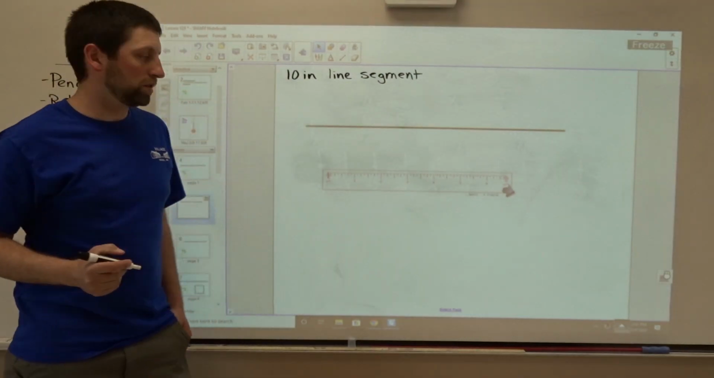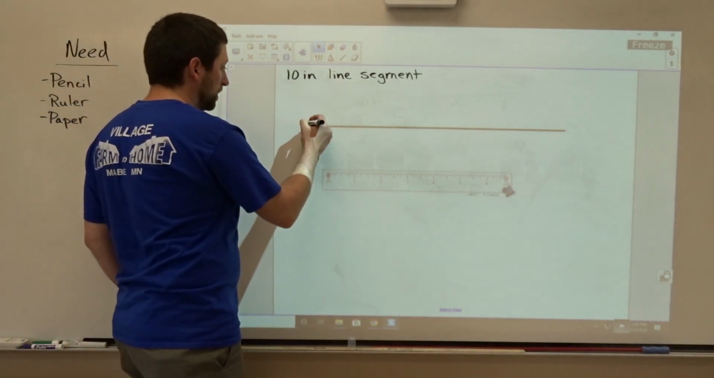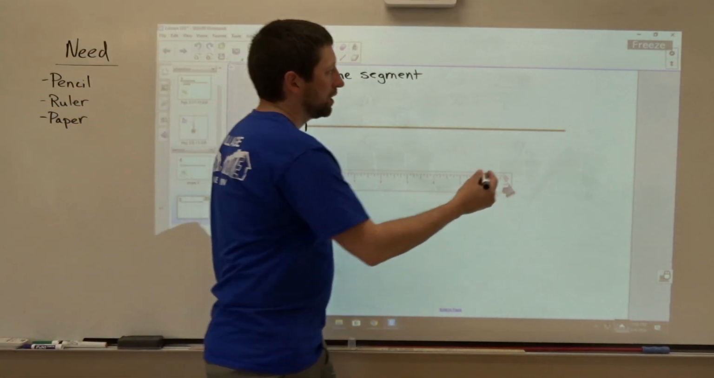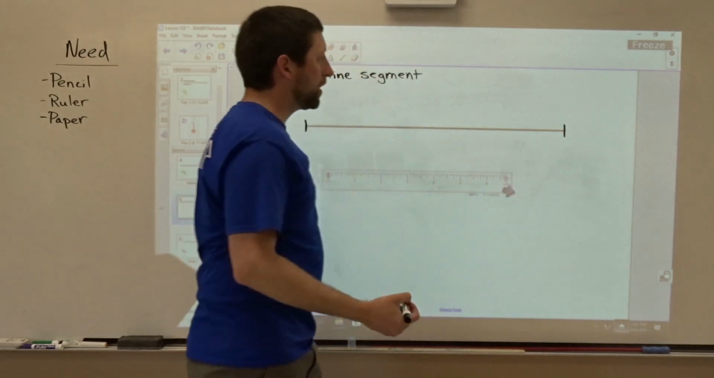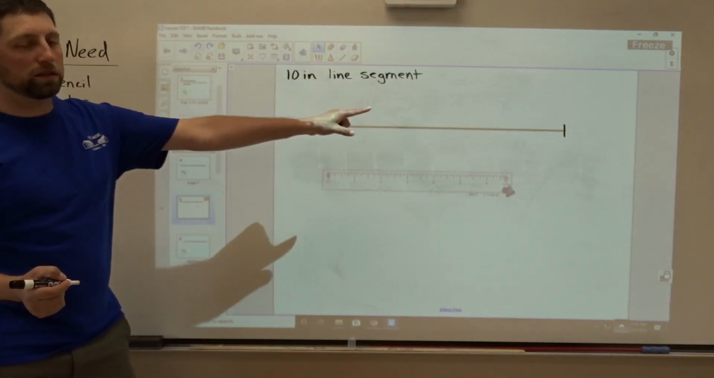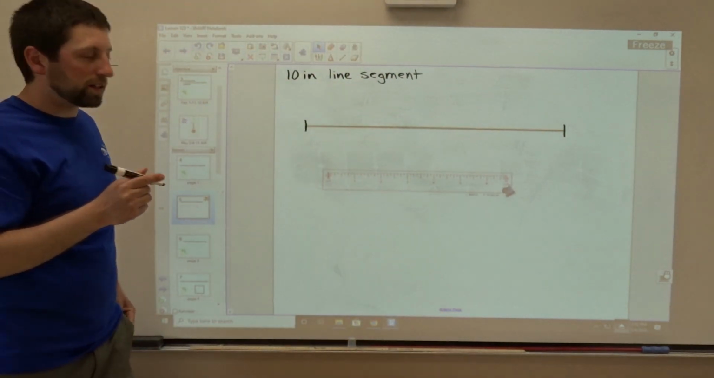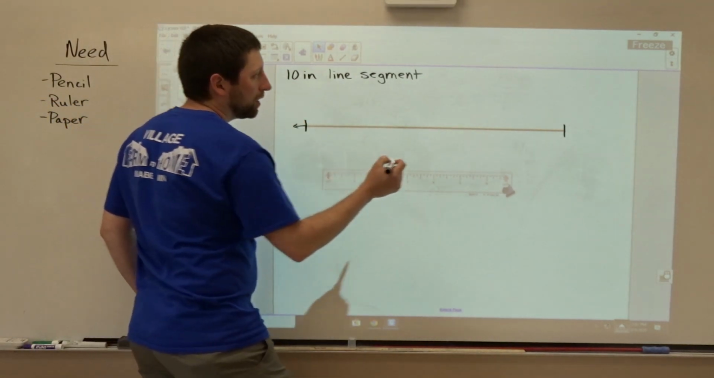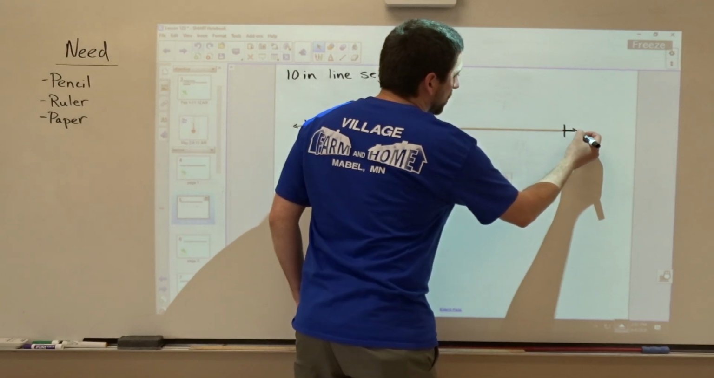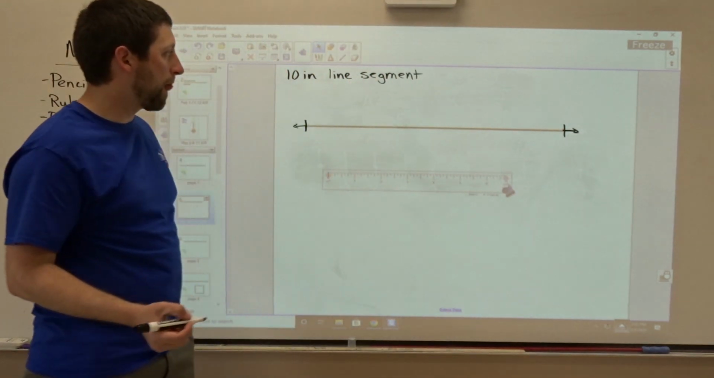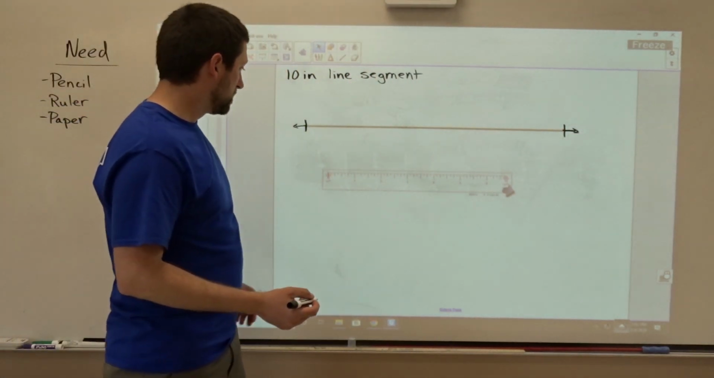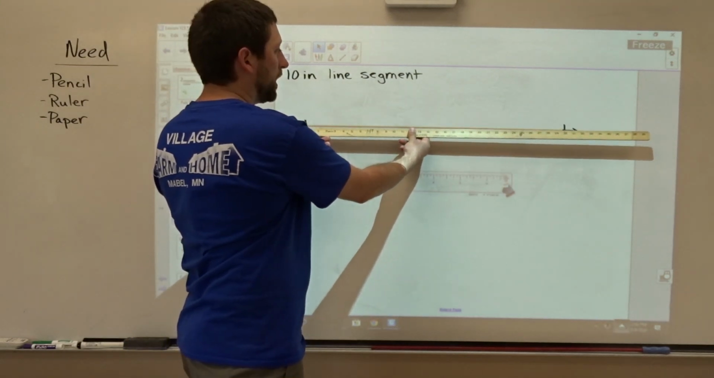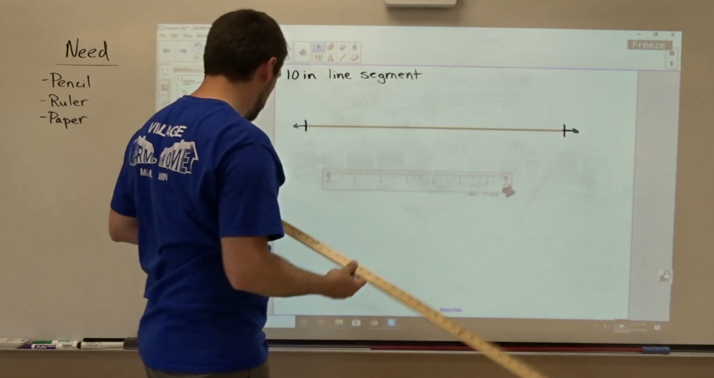And the next thing I need you to do is draw marks on each end of your line segment and then extend them a little bit, make them a little bit longer, and draw arrows, okay? And then take your ruler and go ahead, everywhere there's an inch, what I want you to do is put a mark.